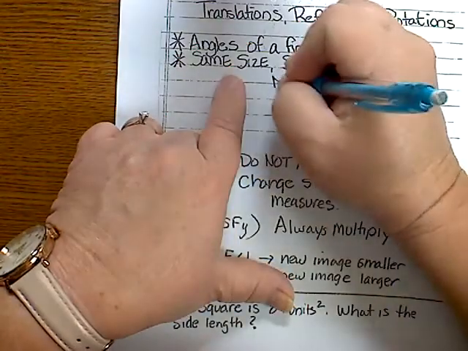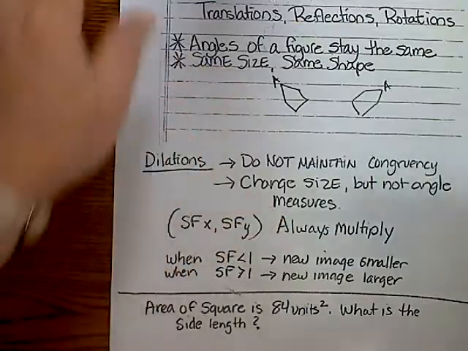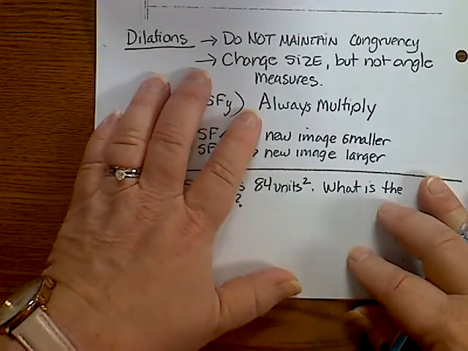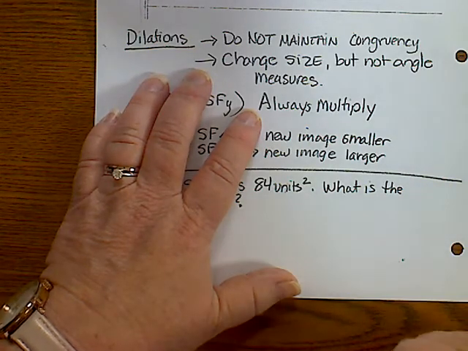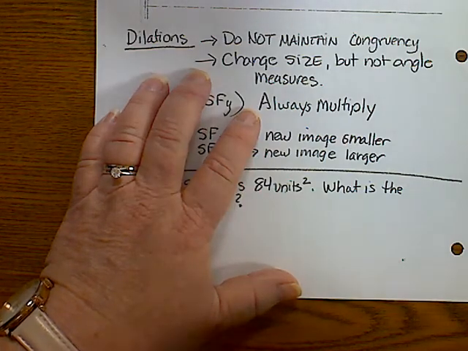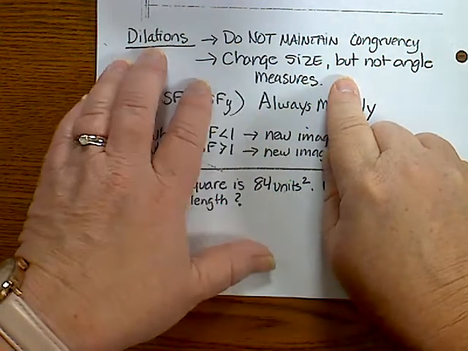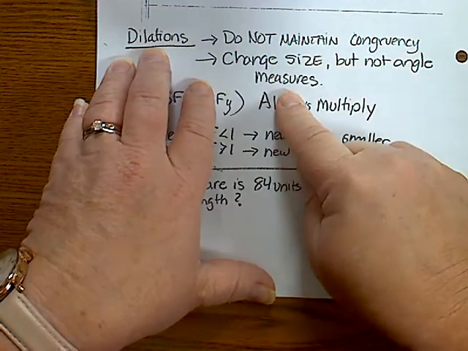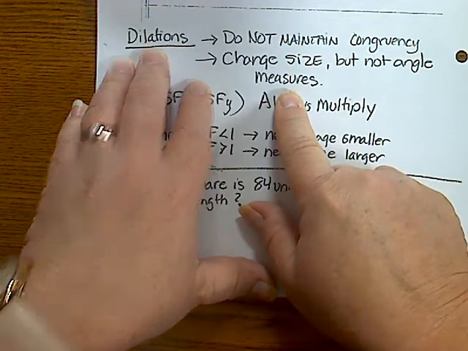Okay, so if A was here, now A is over here because I rotated it. Okay, that easy. That's what I mean by visual, all right? Dilations are the only one that do not maintain congruency. They change the size, but not the angle measures, because if you dilate a square, small square, big square, it's still a square, okay? So dilations do not change the angle measures, they just change the size. They will change the side lengths also.